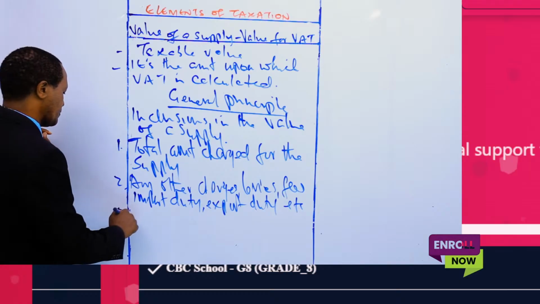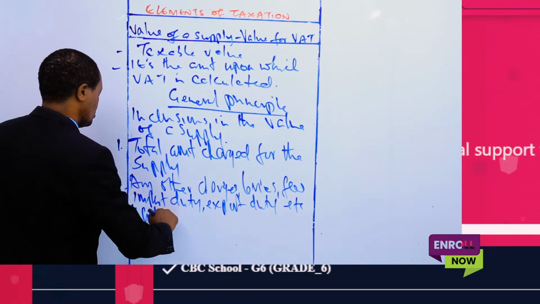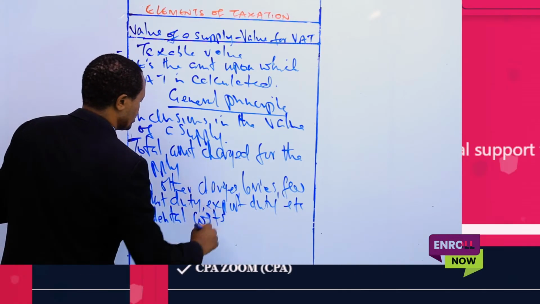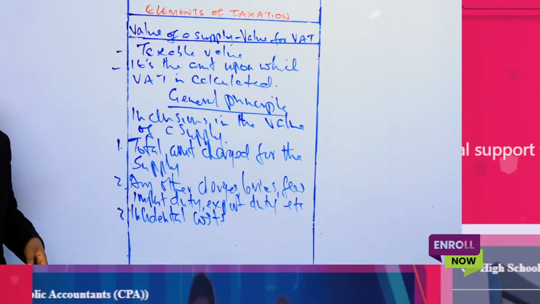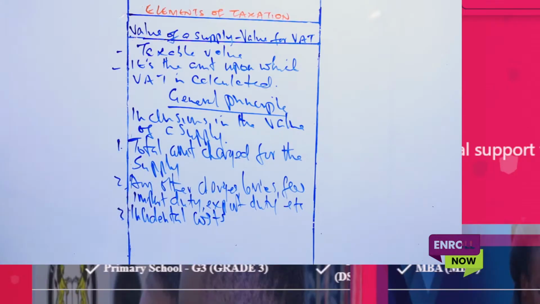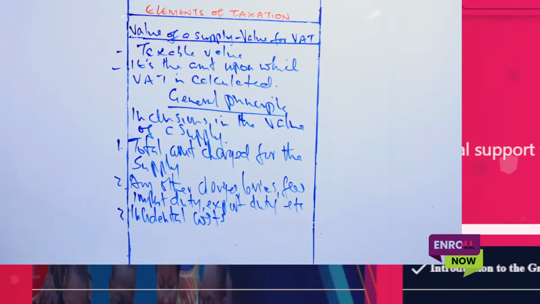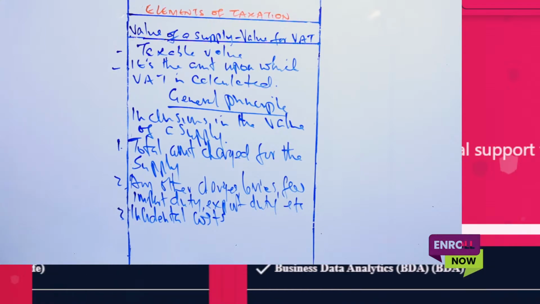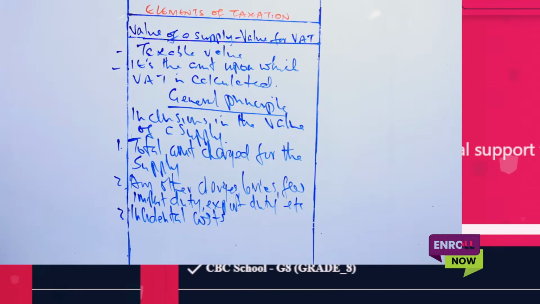There could also be incidental costs. Incidental costs are also included in this value. Any costs incurred by the supplier in providing the goods or services that are charged to the customer, for example, packaging, transport, insurance, are generally part of the value of the supply.